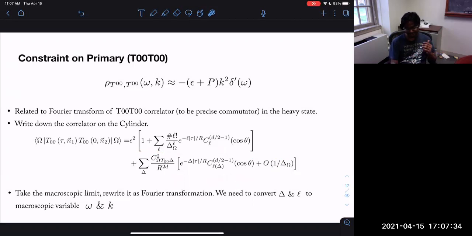But the point is that here we will have Gegenbauer polynomials, and you have this delta and L. So first of all, you have to take the macroscopic limit of this quantity, somehow relate the Gegenbauer polynomial with the Fourier transformation, and relate these variables delta and L with omega and k, which are the macroscopic variables. So these are two things we have in our mind, so we have to do this procedure. But naively, what is being done?